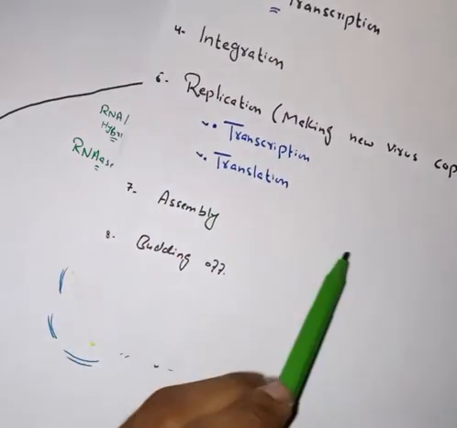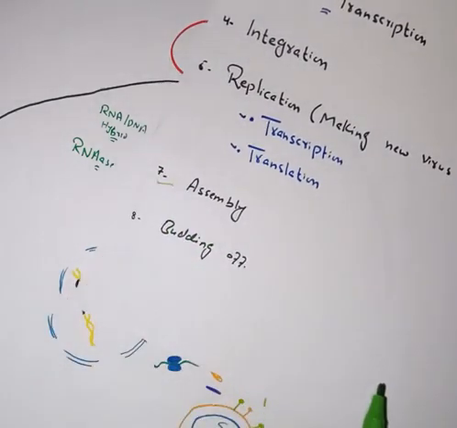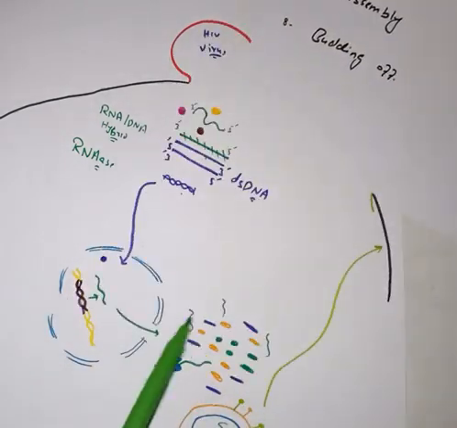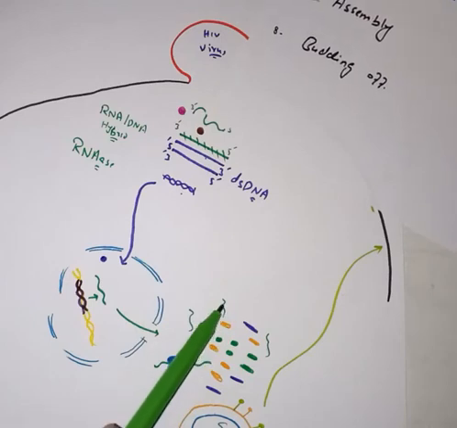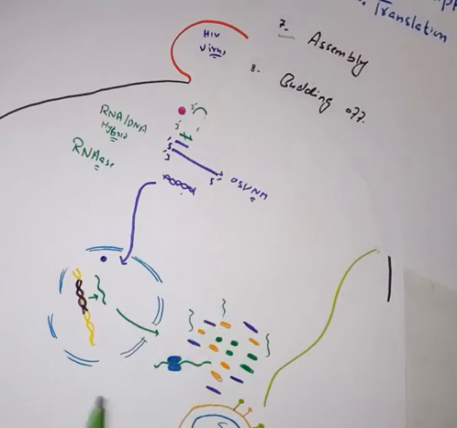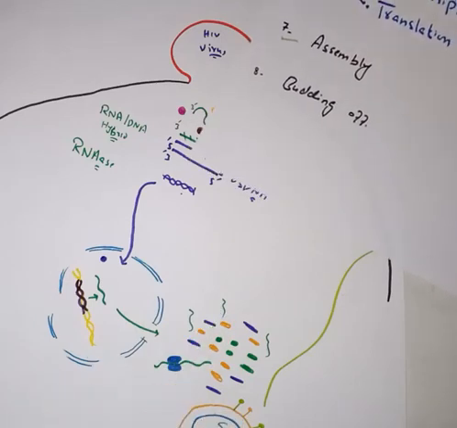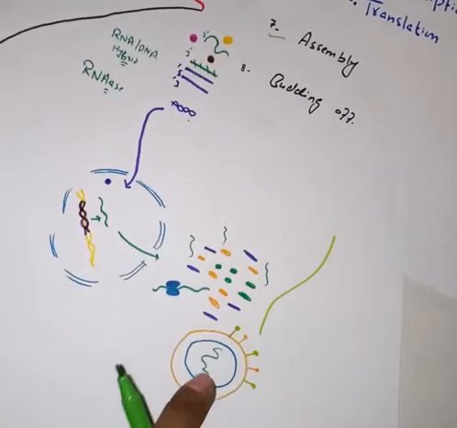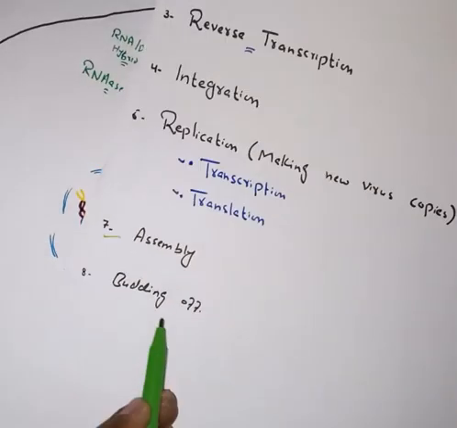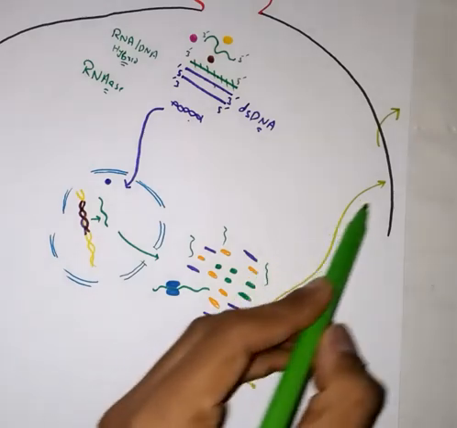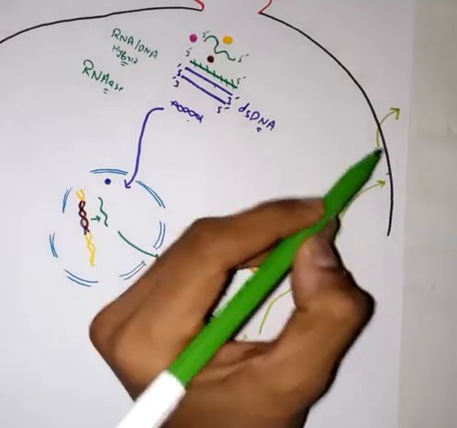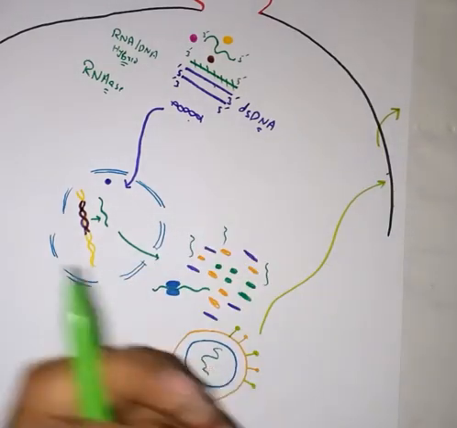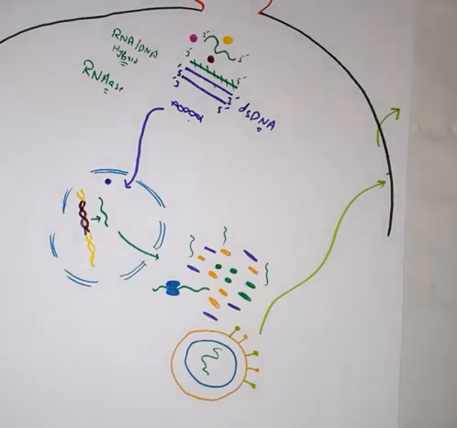So after the replication, the next stage was the assembly, and I have explained all these proteins and the genome, they will get assembled, and a new exact copy of the HIV virus will be formed, and then budding off. Now this virus will attach with the membrane, and through the process of exocytosis it will bud out of the host cell, and it will start infecting nearby CD4 cells or other immune cells.